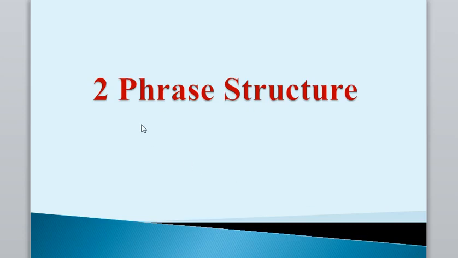In this session, I want to talk about the phrase structure. As you know, each sentence consists of some phrase structure. So in this session, I want to talk about the structure of these kinds of phrases.